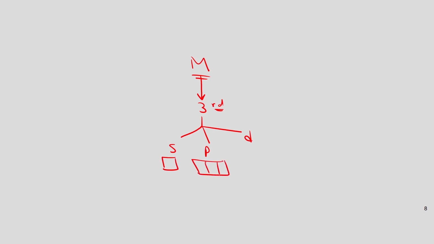So let's summarize it. M shell is the third level, so it is divided into 3 subshells. The 3 subshells are S, P, and D. The S contains 1 orbital, P contains 3 orbitals, and D is divided into 5 orbitals.